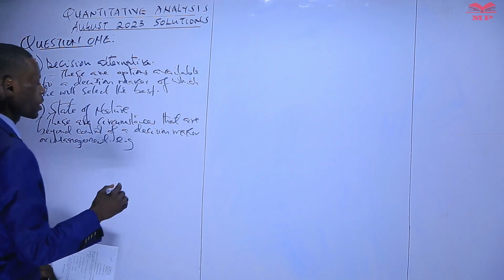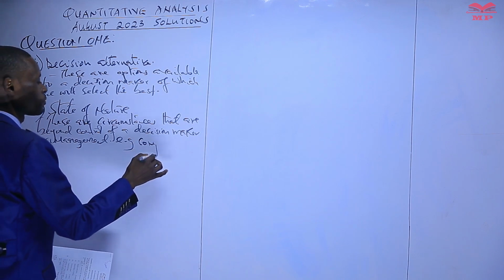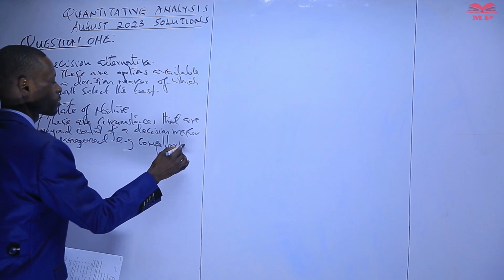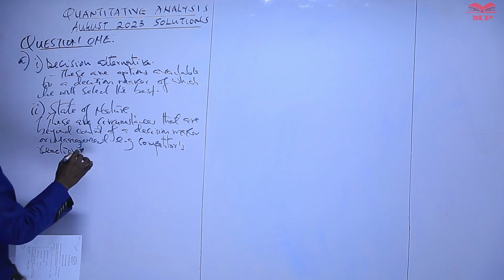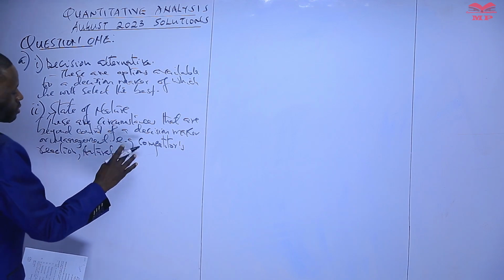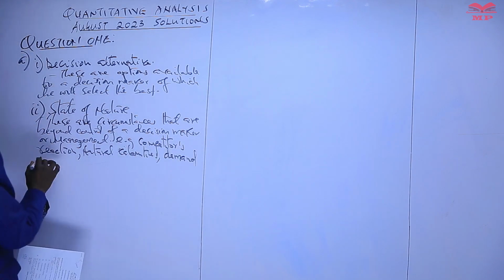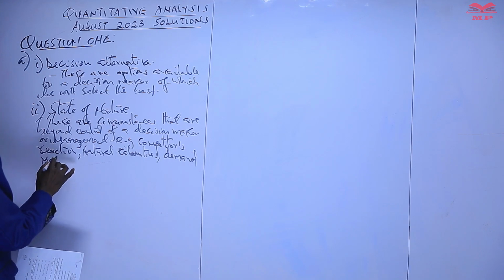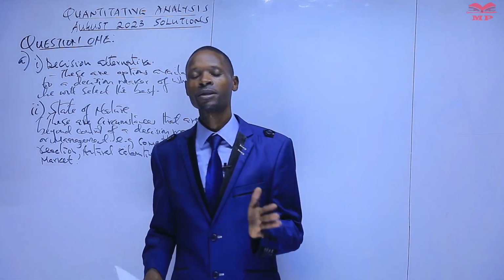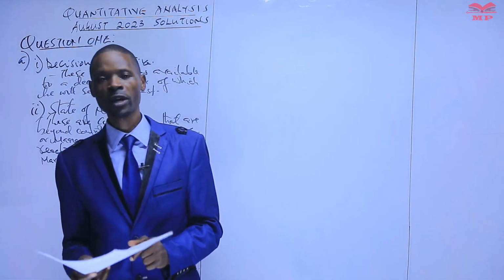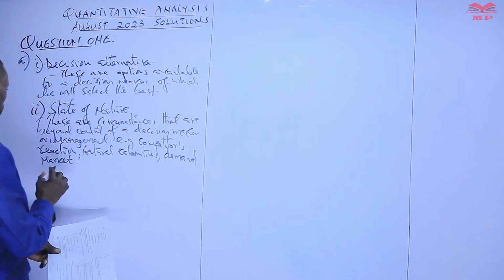For example, we can say competitors' reaction, natural calamities, demand, that is market demand, etc., etc. So those are what we call the states of nature, circumstances beyond control of a decision maker. They are out of discretion.